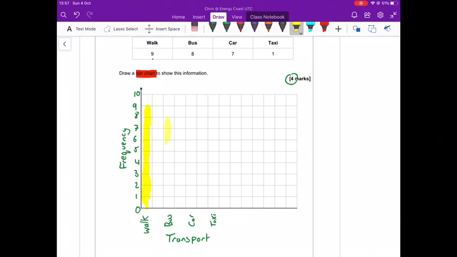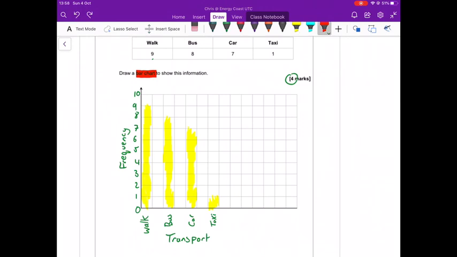On bus, it needs to go to 8. Car, 7. So I'm just skipping one each time. I've got the same gap going on. I've got this one thin gap like that, and then taxi has to go up to 1 and we're done. Okay, I've got loads of space here, but that's fine. I'm just going to leave it. It's all right. That's a perfect bar chart.